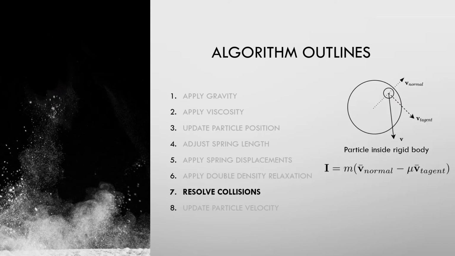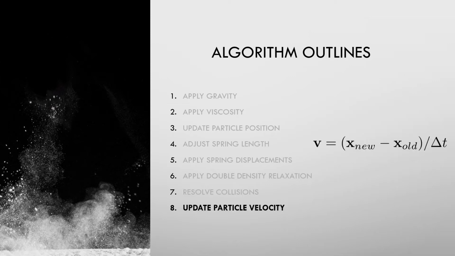To resolve the collision between particles and rigid body, the algorithm calculates the impulse caused by the collision. The impulse is calculated by orthogonally decomposing the relative velocity of the particle and the rigid body. And the last step is to update the velocity of the particles by calculating the position differences between current step and the previous step.